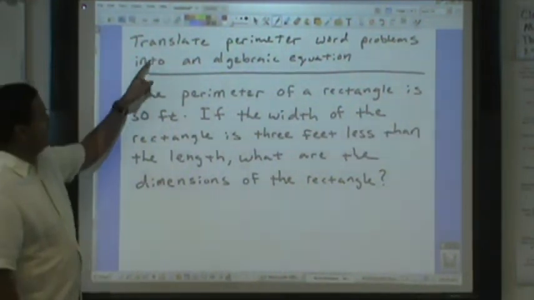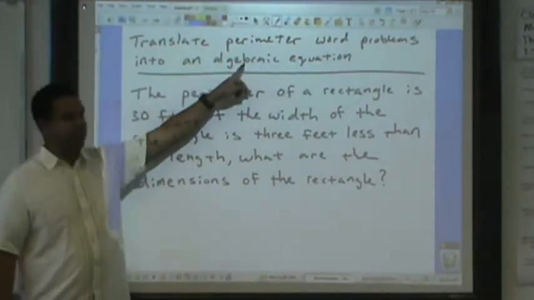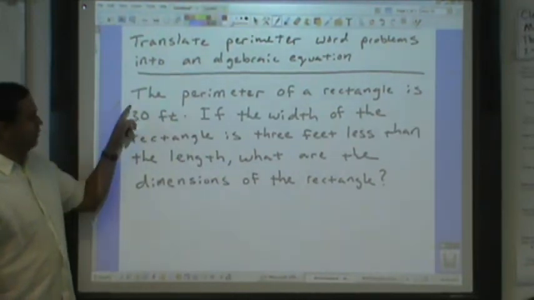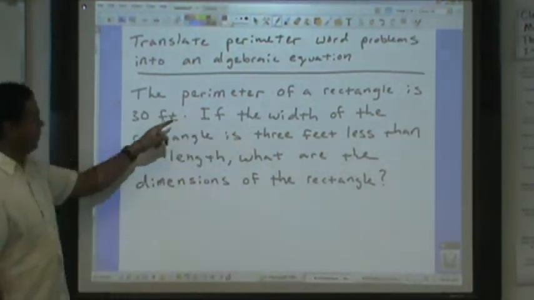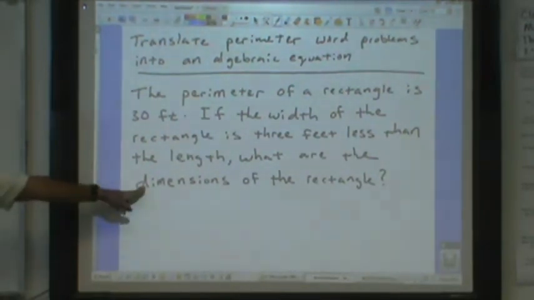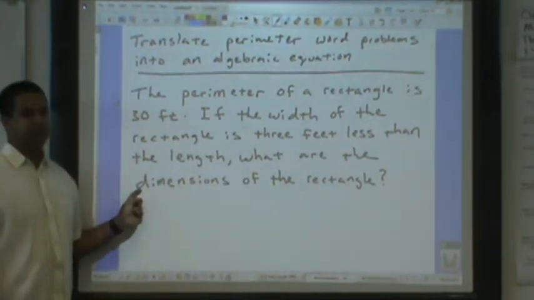Alright, today's lesson is about translating perimeter word problems into an algebraic equation. If we read this example, the perimeter of a rectangle is 30 feet. If the width of the rectangle is 3 feet less than the length, what are the dimensions of the rectangle? So we want to know the length and the width.